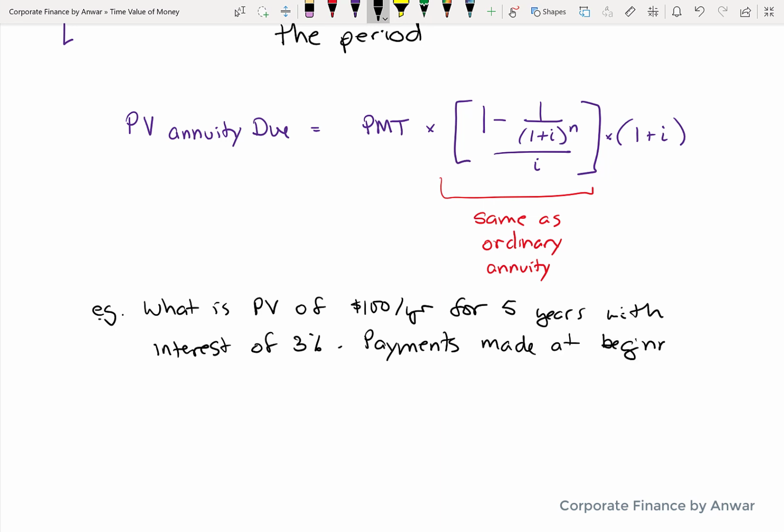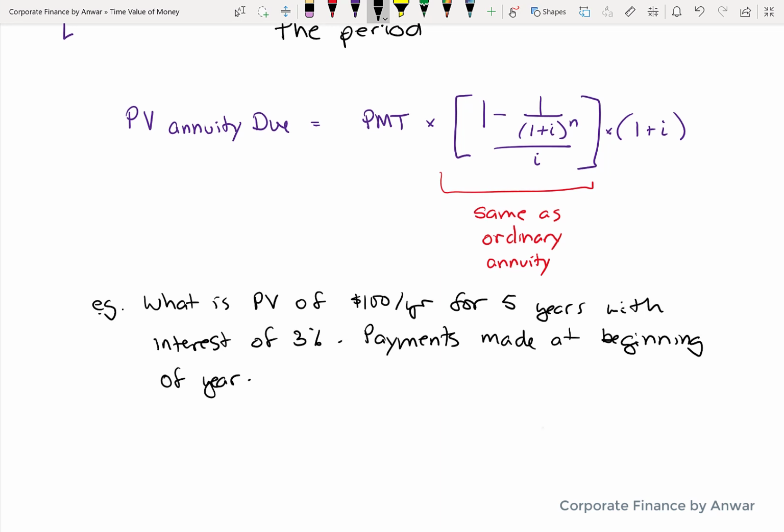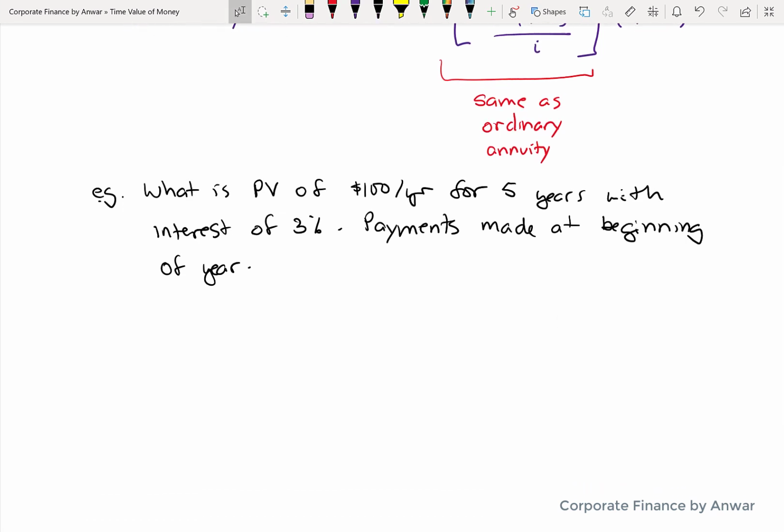So if the payments are at the beginning of the year, we use this formula. If the payments are at the end of the year, then we use the ordinary annuity formula. So then it's just simply a matter of plugging the numbers in to get the value. And the present value in this case is the payment of $100 times 1 minus 1 over 1 plus 0.03 to the power of 5, which is 5 years.